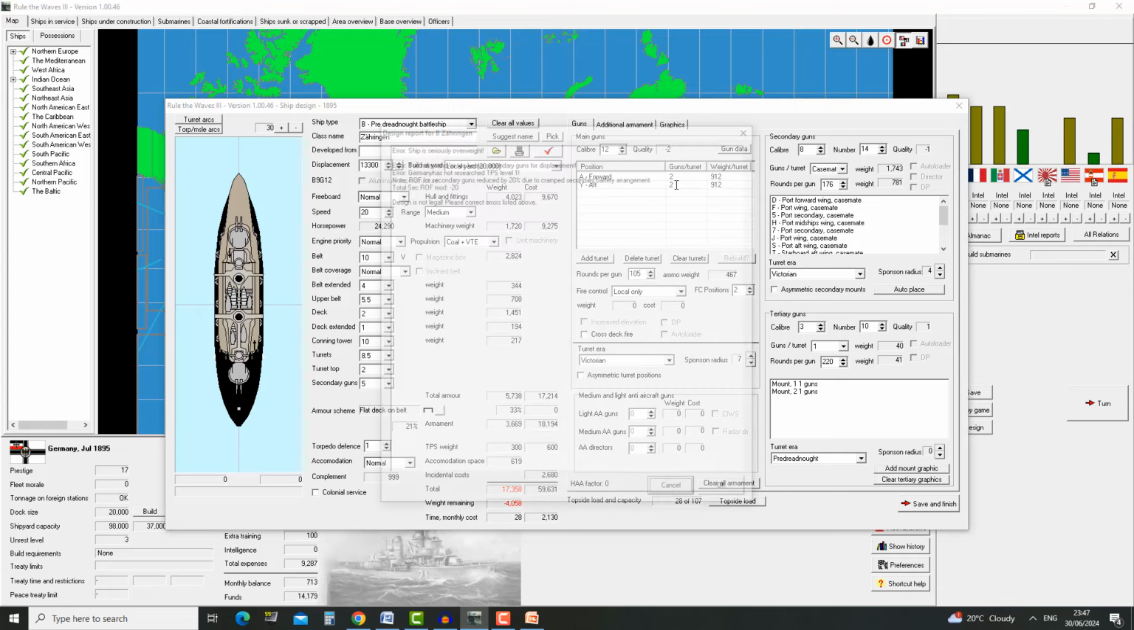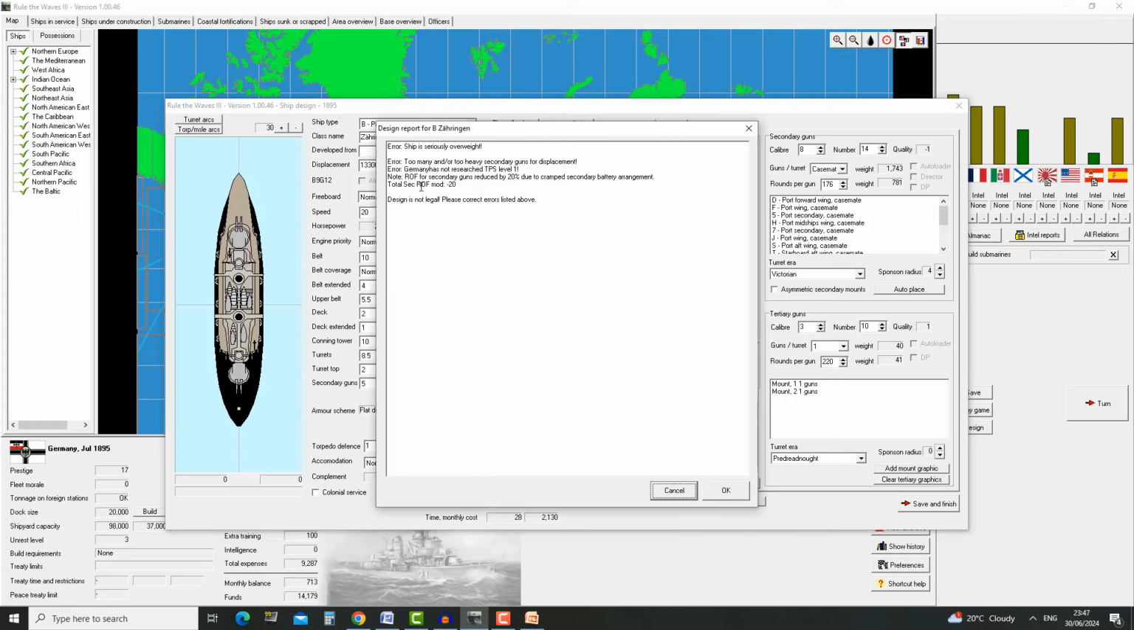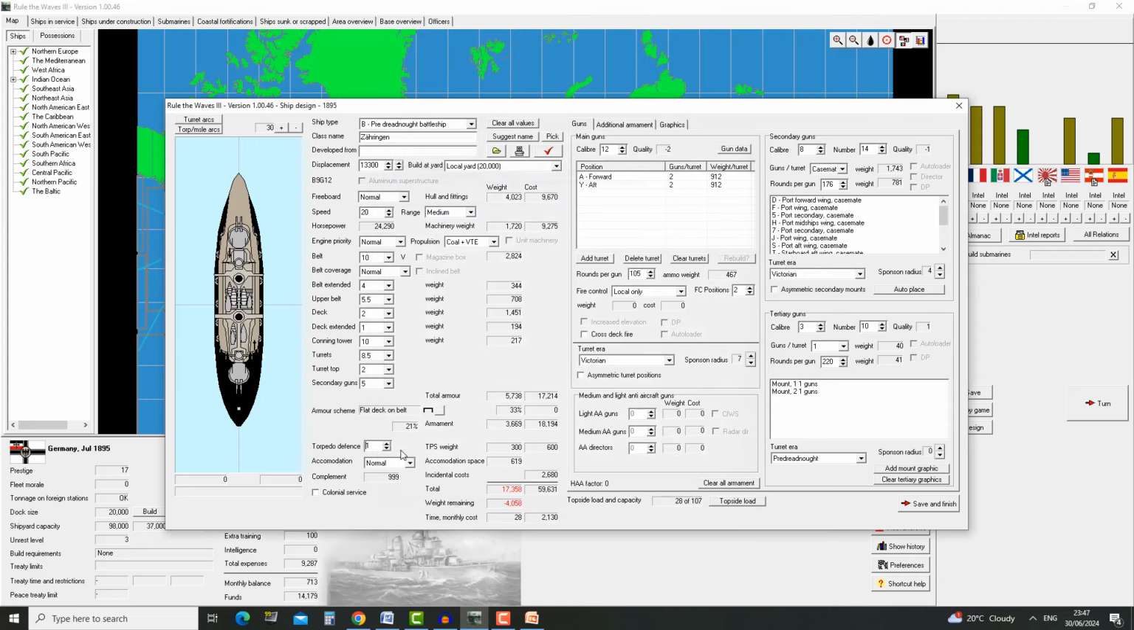Wait, do we have a torpedo defense available? No, we got design. Oh no, we haven't. Okay, good. That's what I was afraid of. Okay, now let's look at the belt. Let's put it to 11 inches. Extended belt, let's put it at 2. Upper belt is going to be at 2 as well. For now, anyway, deck 2 inches, extended belt 1 inch.